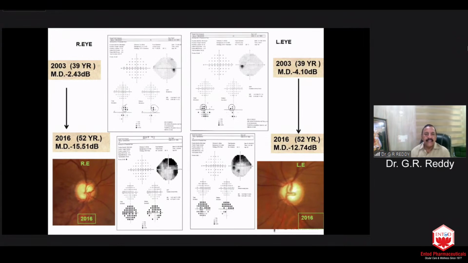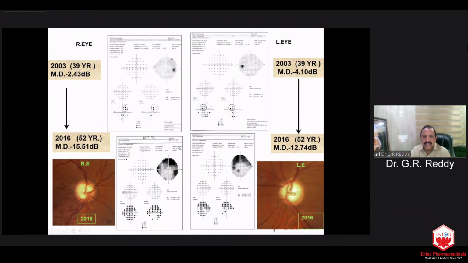Now, this patient seen in 2003, very early glaucoma. Here it started, and last the follow-up. Again, I saw this patient in 2016 after 13 years with a branch vein occlusion and advanced. If you see, even in this one, originally the glaucoma started here within 10 degrees.